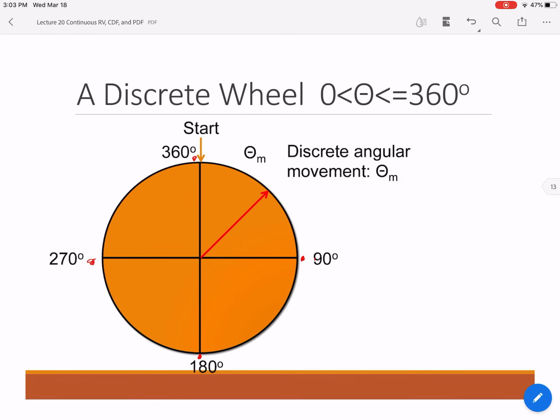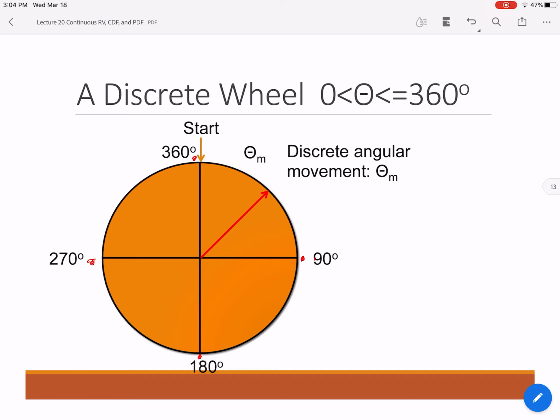Alright guys, so in this class, I'm going to introduce you to continuous random variables. Now before I introduce you to continuous random variables, I'm going to take you through a series of simple exercises that are eventually going to lead up to continuous random variables.